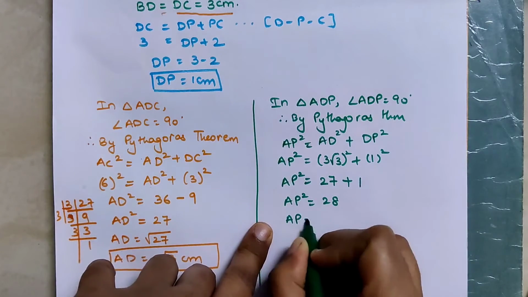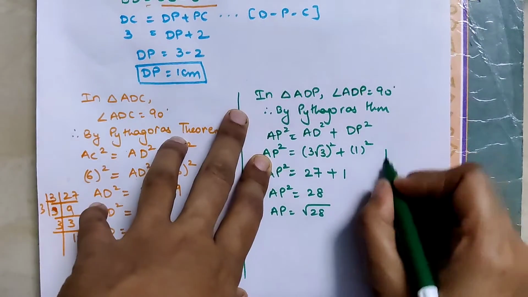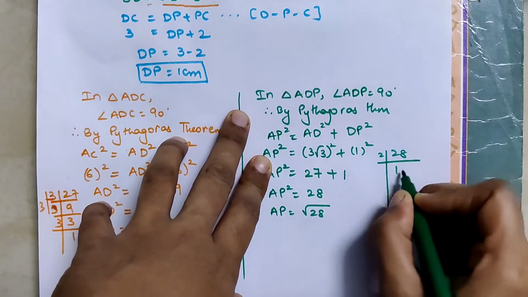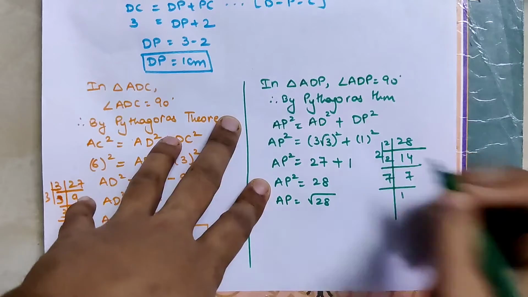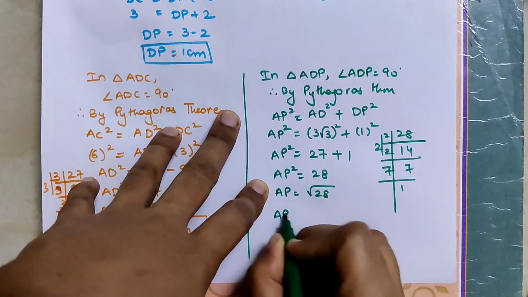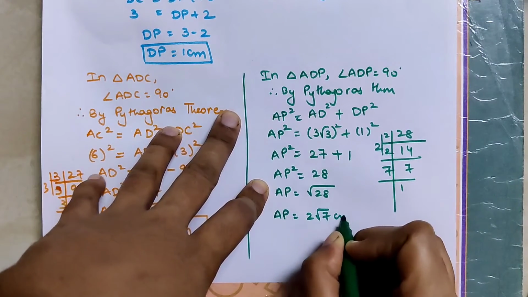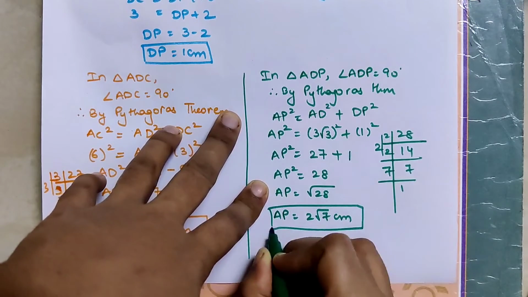Now taking square root on both the sides. When we take square root on both the sides, 2 1s are 2, 2 4s are 8, 2 7s are 14, 7 1s are 7. Making pairs, this 2 came out. So here AP is 2 root 7. Okay, I hope this sum is very clear to everyone.